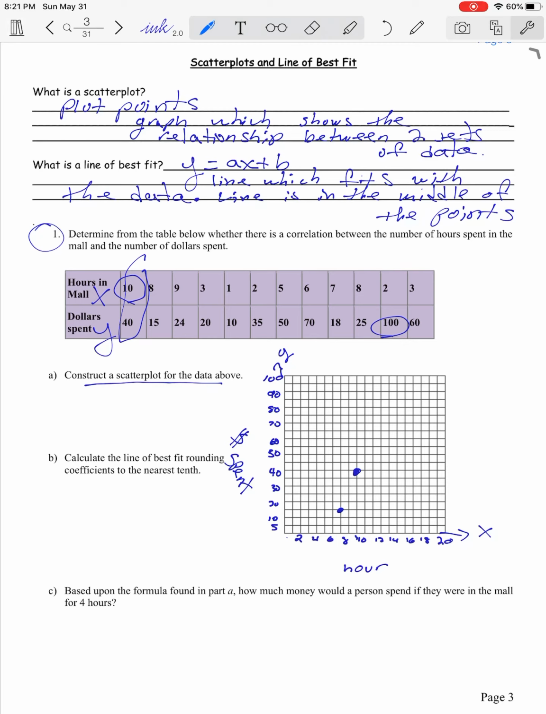My next one would be 9, 24, 3, 20, 1, 10, 2, 35 would be somewhere up there. And you don't have to be exact.